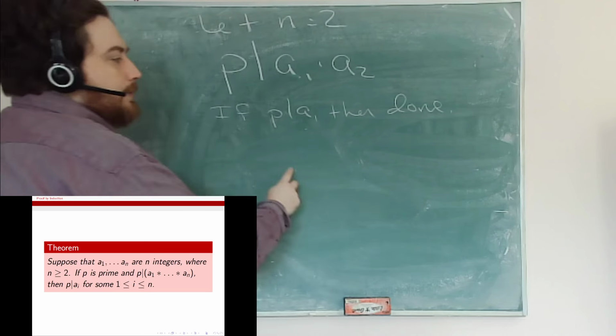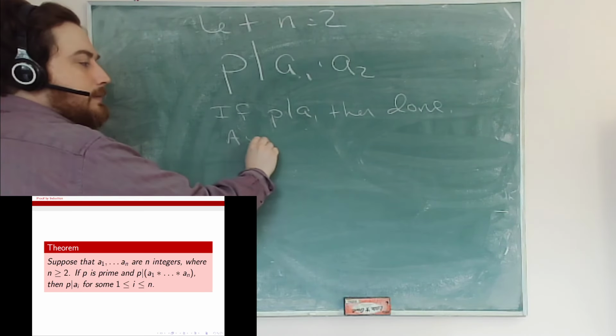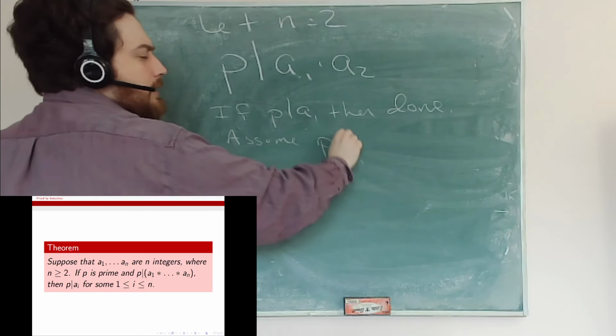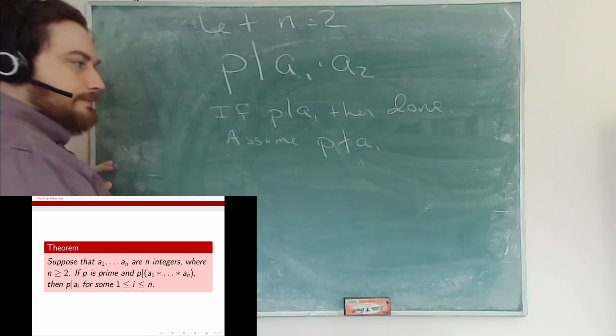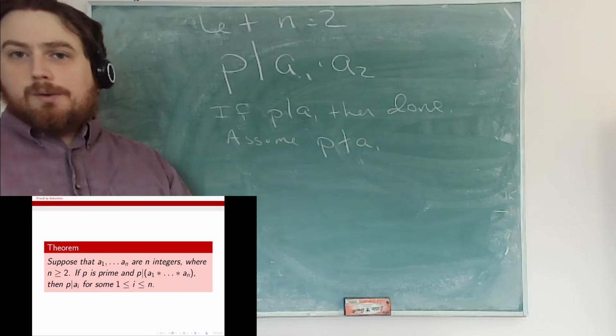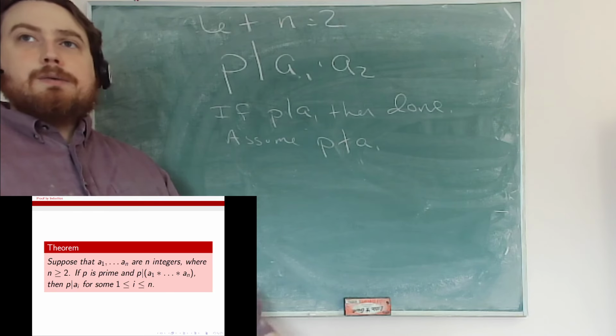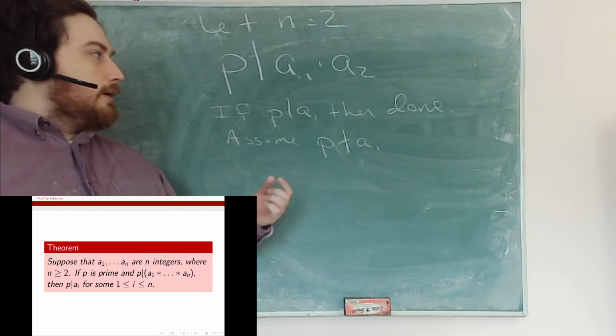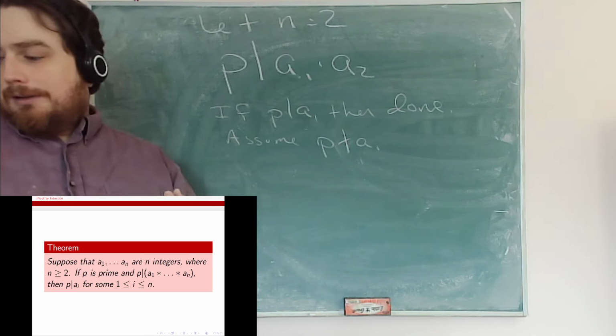So if we want to prove this, we can assume that P does not divide A1, because if it did, we'd be done. We don't have to do a proof. But the interesting proof is if P does not divide A1, well then we have to show that P divides A2.